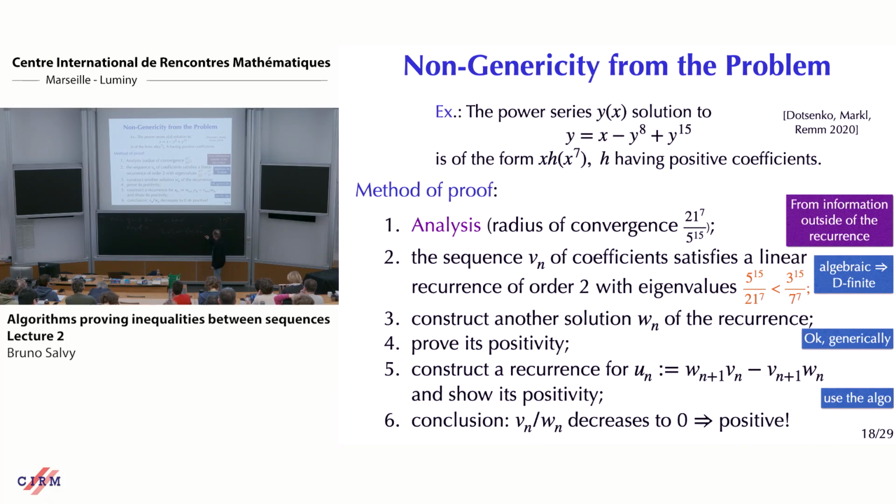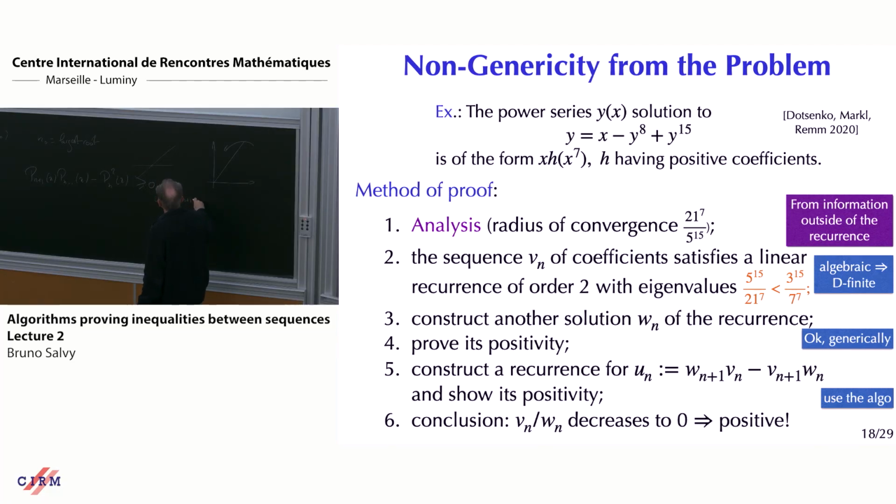so you have that Un, which is Wn plus 1, Vn minus Vn plus 1, Wn is positive. And Wn is positive, so if I divide by Wn, Wn plus 1, what you have is that Vn over Wn is larger than Vn plus 1 over Wn plus 1.